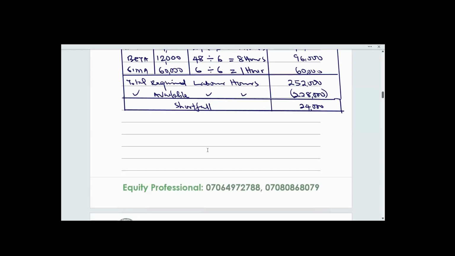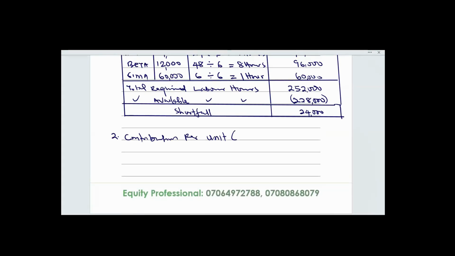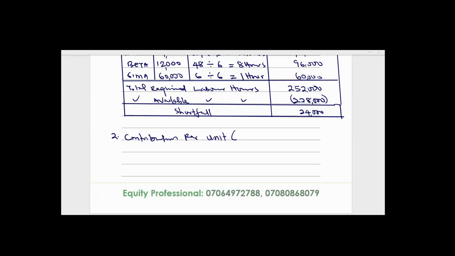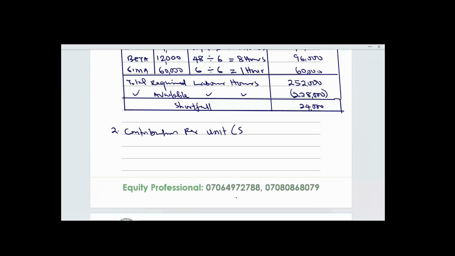Step two says we should calculate contribution per unit. So I would then say contribution per unit. How do I calculate the contribution per unit in the question? So we need to go back. In this question, we are given selling price, you are also given variable cost. Therefore, our contribution per unit will be calculated as selling price minus variable cost per unit.